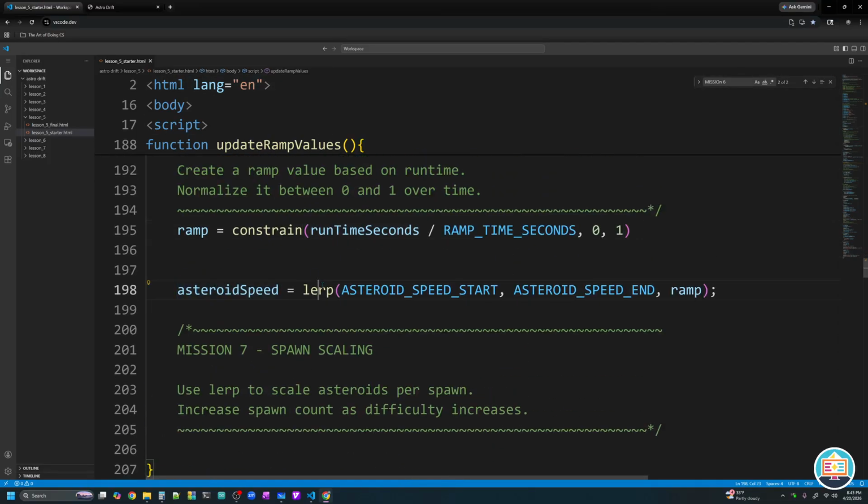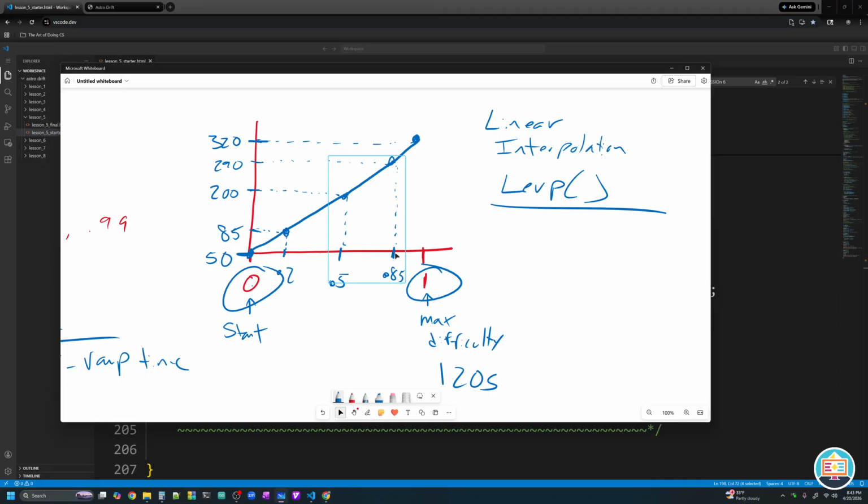If you look here, we're using the ramp to update the asteroid's speed already. And we're doing it through this process of linear interpolation, or LERP. We're specifying the starting value of 50 and the ending value of 320, and then we're specifying where on that ramp we want to be. Okay, so that ramp could be between 0 and 1. So if the ramp were 0.85, bloop, it puts us right there and we get our value.